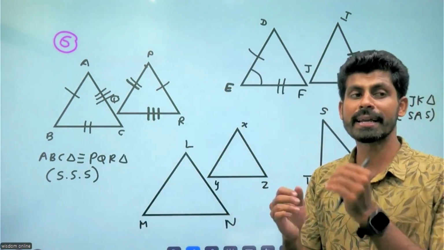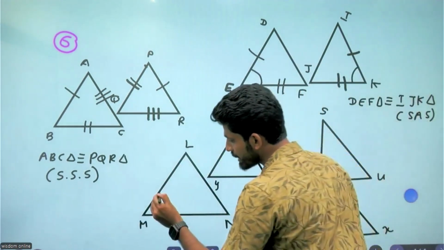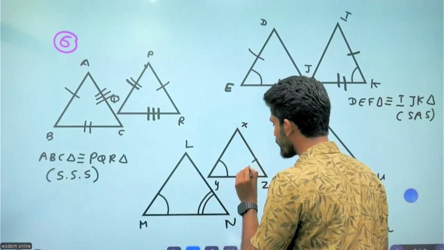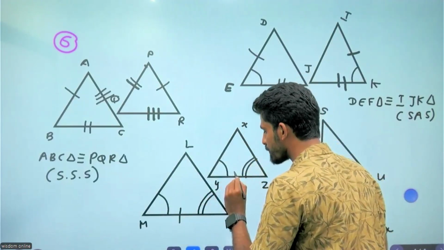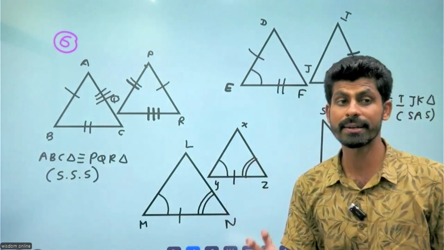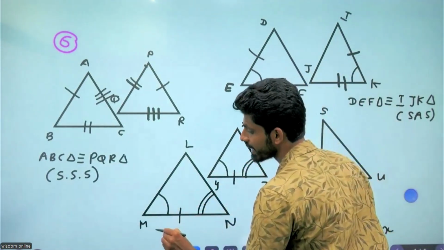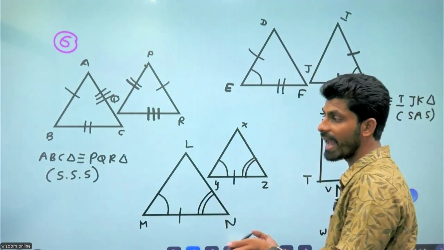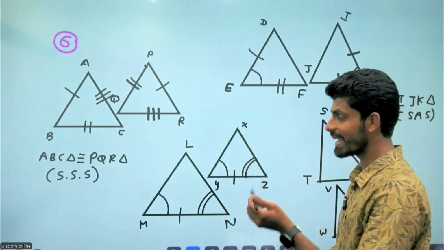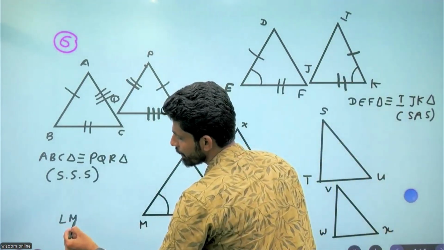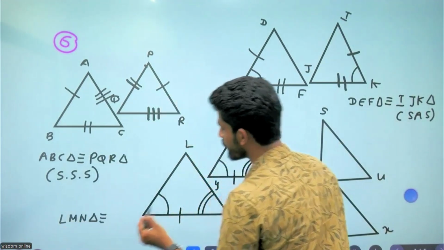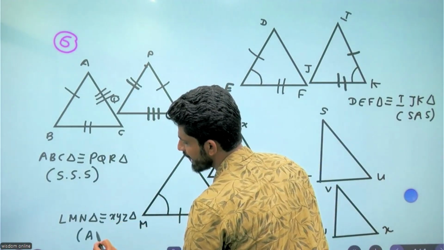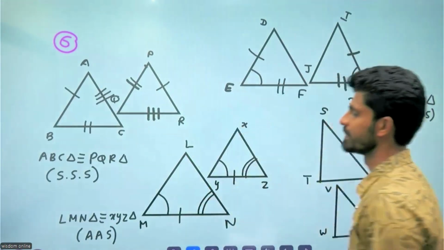Third one, angle angle side. That means two angles: this one equals this one, so this angle equals this one, and the particular corresponding side. Two angles and a corresponding side, right? So those two triangles are congruent under AAS. Look at this one. Triangle ELM is congruent to triangle XYZ, for the reason AAS.